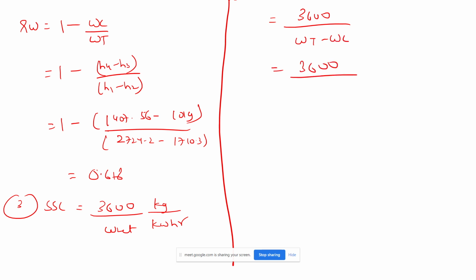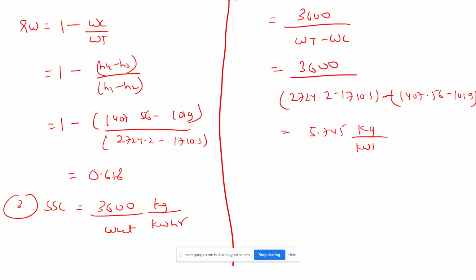3600 divided by, what is turbine work? 2724.2 minus 1710.3 minus, here it is minus, so 1407.56 minus 1019. So from here we will get 5.745 kg per kilowatt hour. Is it okay?